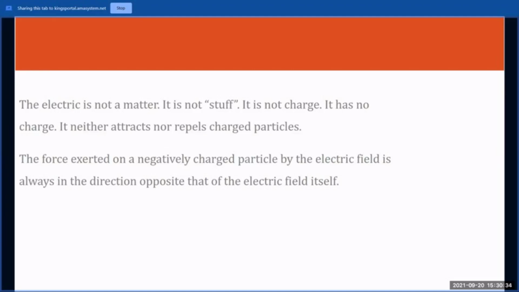So yun yung lima nating state of matter, wherein Bose-Einstein condensate is the reciprocal or the complete opposite of plasma. Kasi ang plasma natin is a super hot state of matter, while Bose-Einstein condensate is a super cold state of matter. So, yun yung limang state of matter natin, and electricity is not one of them. Okay? So, that is the explanation for that. And when we hear this, the force exerted on a negatively charged particle by the electric field is always in the direction opposite that of the electric field itself.